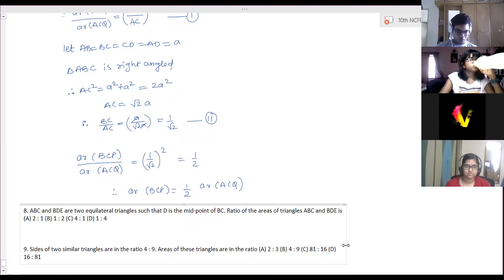Try these two MCQ questions and then leave.